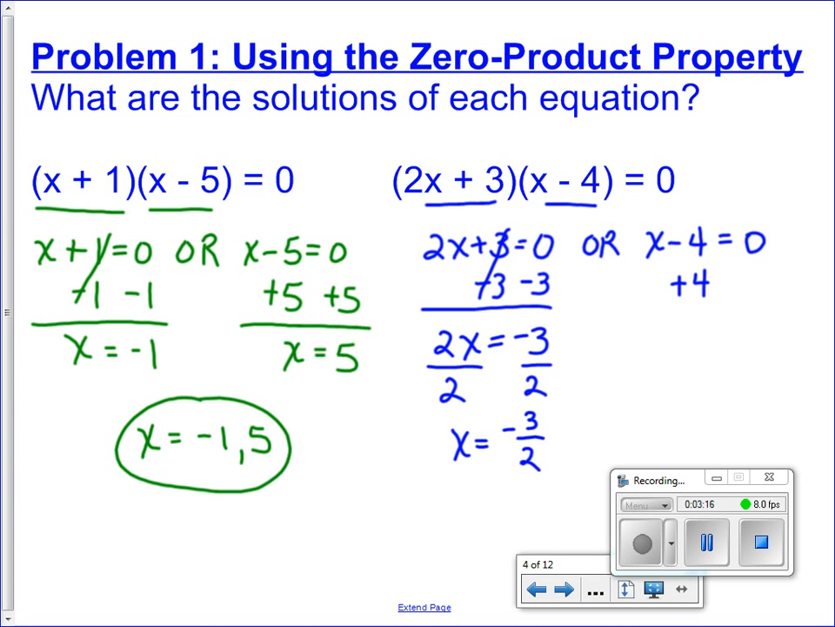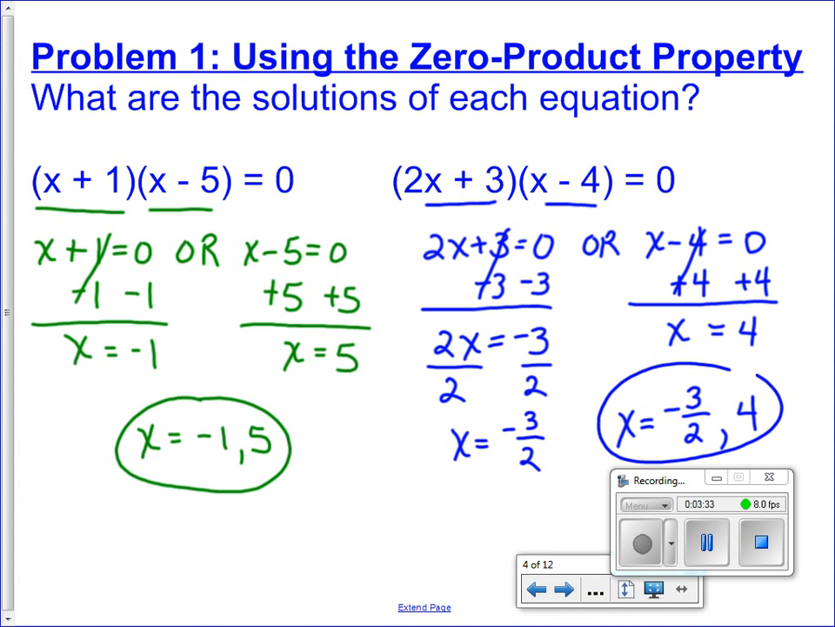On my second equation, x minus 4 equals 0, we're going to add 4 to both sides. That gives us x equals 4. So our two solutions are negative 3 over 2 and 4. And again, if we were going to graph this equation, we would find the parabola intersecting the x-axis at negative 1.5 and also at positive 4.